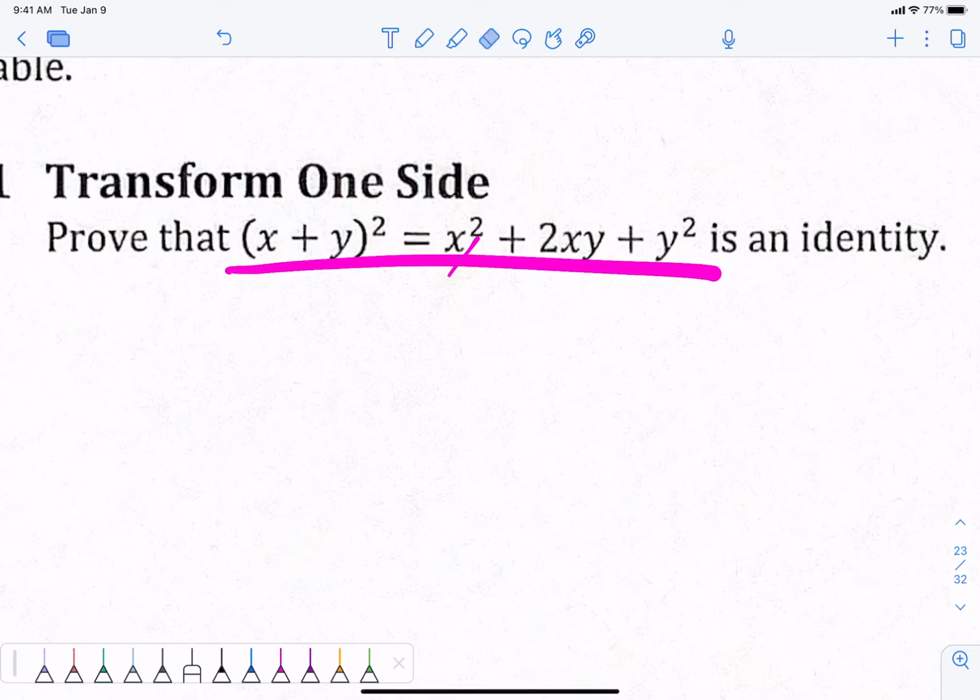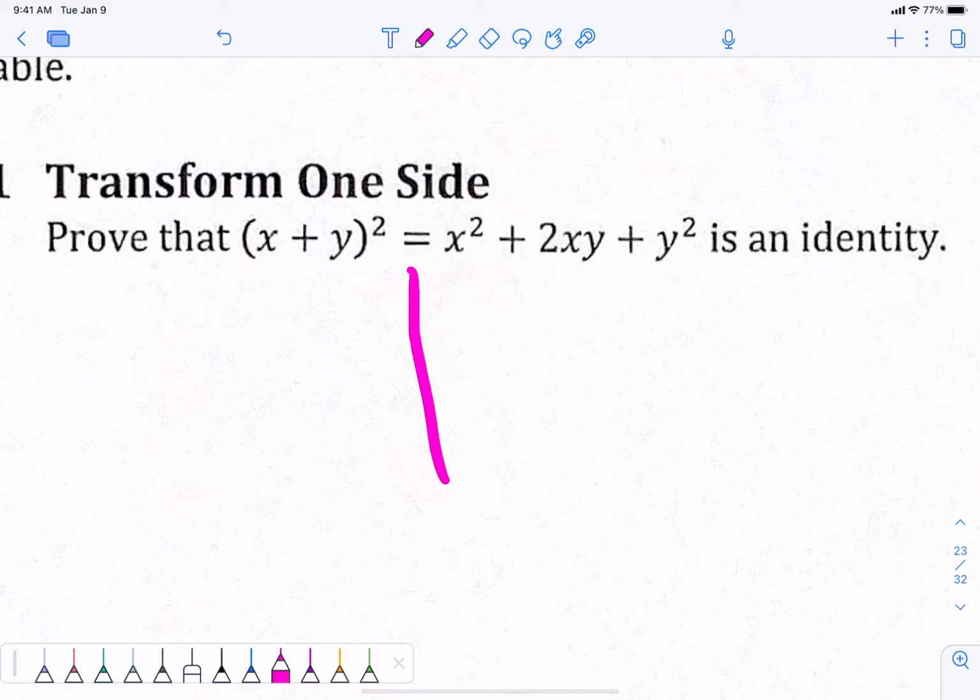So what we do is we pick on one side. Draw a line on your equal sign. And what we're going to do is pick on one side, simplify it and show, look, it looks like the other side, right? That's what we're going to do. Which side can we work with? Probably the right side. Probably I'm going to work with the left side.